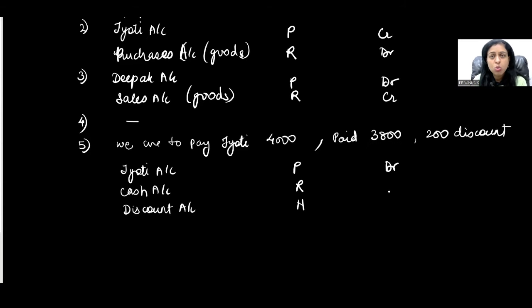Cash is what? Cash is going out from the business. Real account rule says debit what comes in, credit what goes out. Are we receiving this discount or are we paying this discount? Discount is either an expense if we are giving it to somebody, and discount is income if we are getting the discount. In this case, are we getting a discount or are we giving a discount? This is a discount that we are receiving, isn't it? Because we are paying her less.